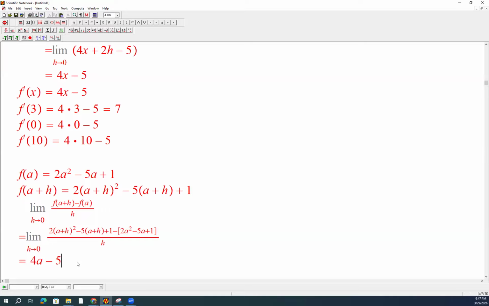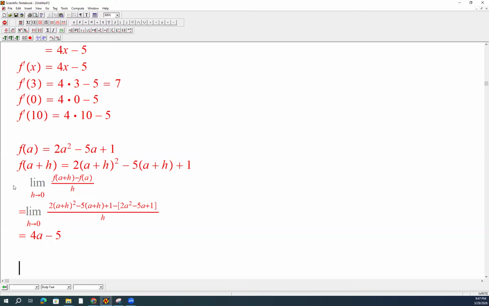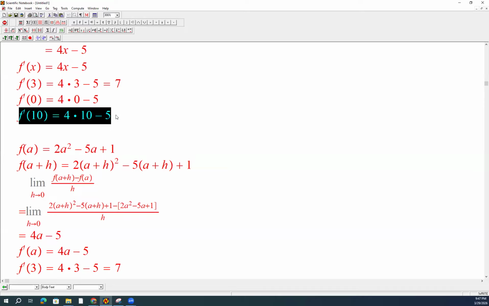So once again, we have found the derivative of the function at a, which is 4a minus 5. If I know a equals 3, in our case, so that will be 3. So it's the same process, and you also get 7, and you can do substitutions like these. So that's the advantage of having a derivative function.